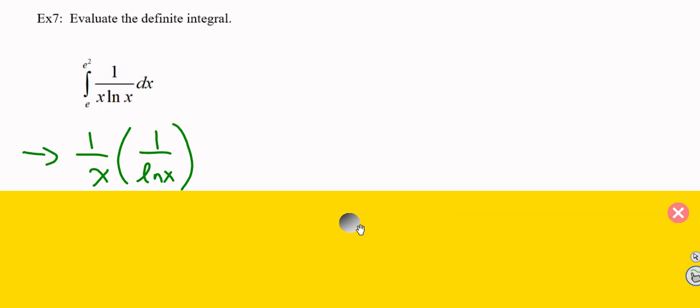1 over x dx. So go ahead, now that we know the u and the du, go ahead and pause it, do it. The hardest part of that was just recognizing who's our u and who's our du. That's it. All right, come back in a second.